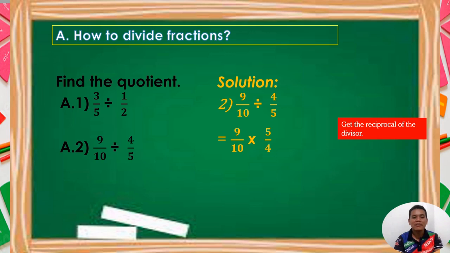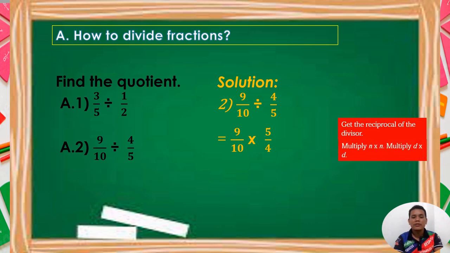Here guys, do not be confused. I just want to show how to solve expression number 2, which is 9/10 divided by 4/5, without going through the cross cancellation technique. So the same, get the reciprocal of the divisor. Our 4/5 becomes 5/4, and our division sign we will change into a multiplication sign. So our new expression is 9/10 times 5/4.